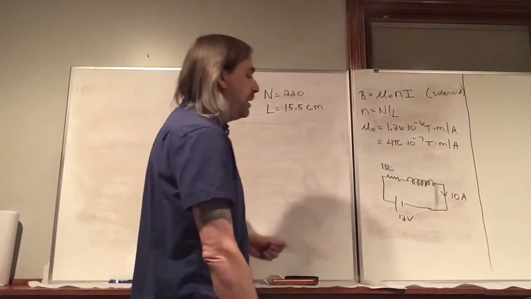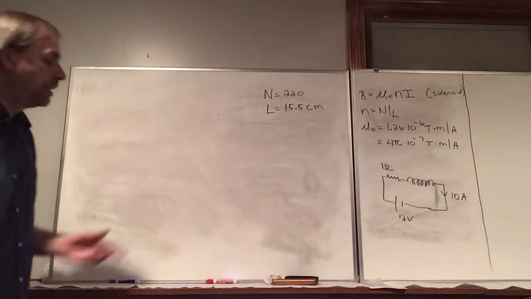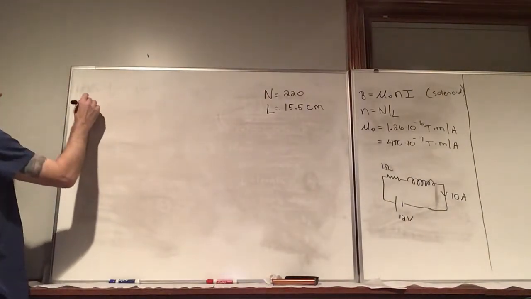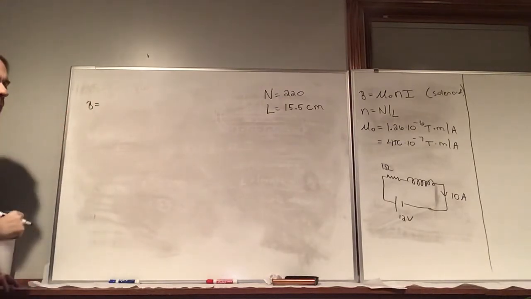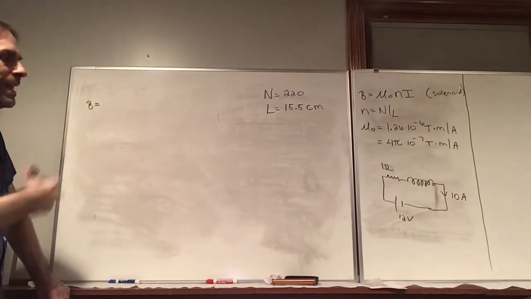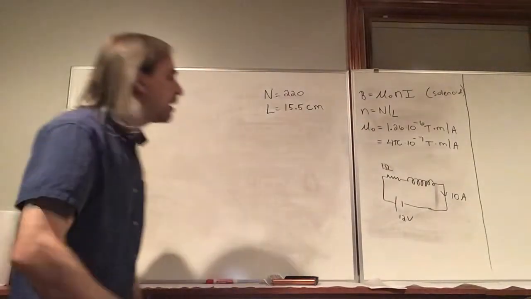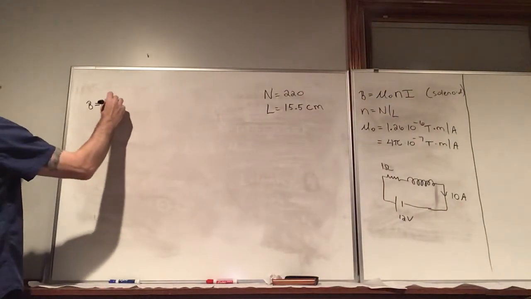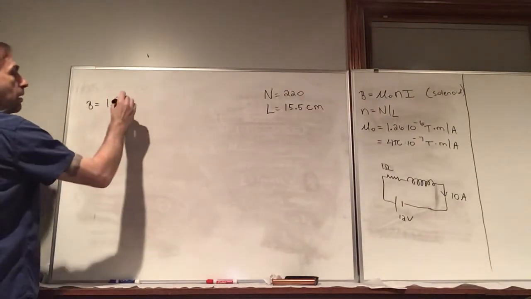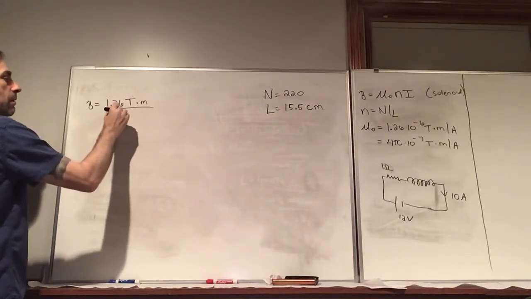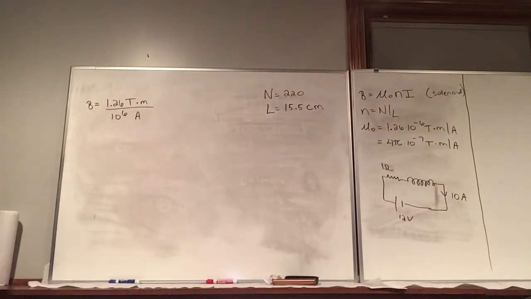And now let's calculate the magnetic field inside this solenoid. Okay, so we have B. Now, mu naught, there's not going to be any pi anywhere else in the problem. So I use this top value, 1.26 times 10 to the minus 6. Units, Tesla meters per amp, 1.26 times 10 to the minus 6, so that looks good.